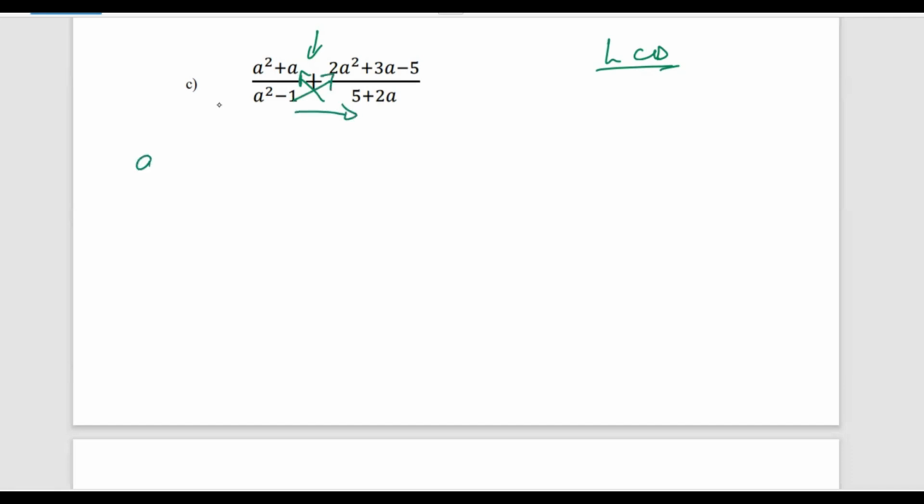So then I'll have a squared plus a, multiplying it with 5 plus 2a, because this times that. Then I'll say plus.